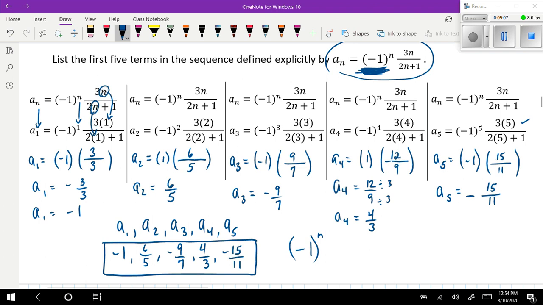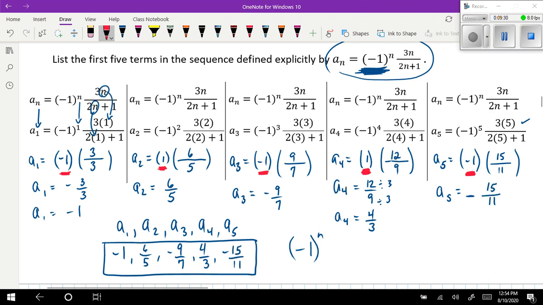When we evaluated negative 1 to the n with n is 1, we just got negative 1. And then when we did negative 1 squared, that evaluated to positive 1. Negative 1 cubed evaluated to negative 1. Negative 1 to the fourth evaluated to positive 1. Negative 1 to the fifth evaluated to negative 1 again.